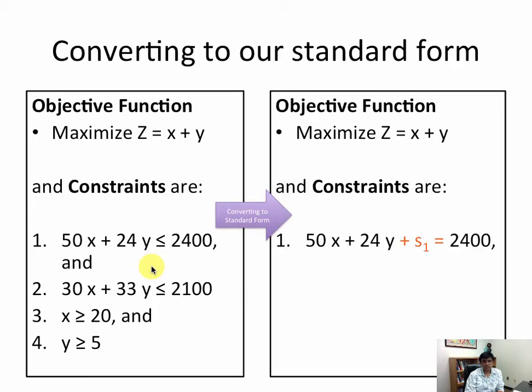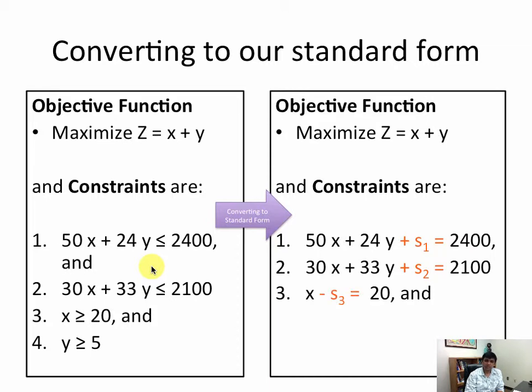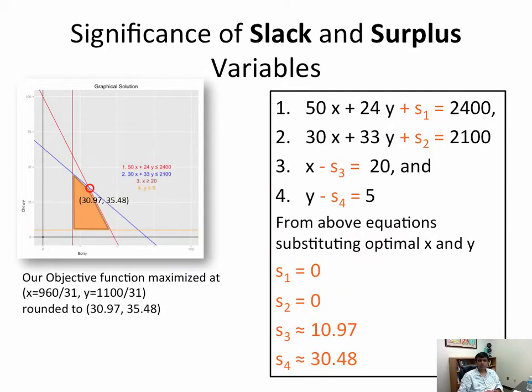For the constraints, we have to add a slack variable to constraint number 1, we'll call it s1. We have to add a slack variable s2 to constraint number 2. We have to subtract a surplus variable from constraint 3, and in the same way subtract a surplus variable from constraint 4. Now let's see what is the significance of slack and surplus variables. So we add a slack variable or we subtract a surplus variable. What does that actually mean?